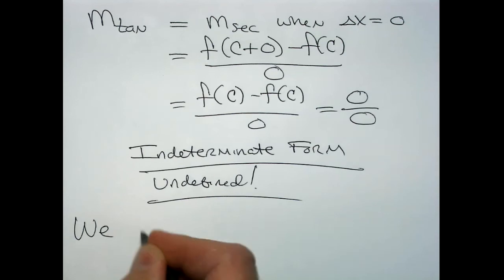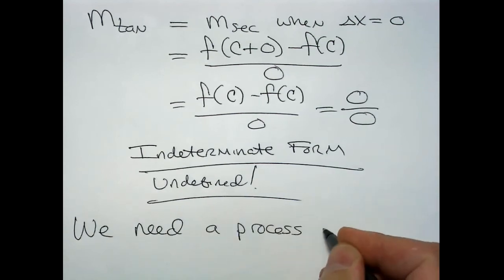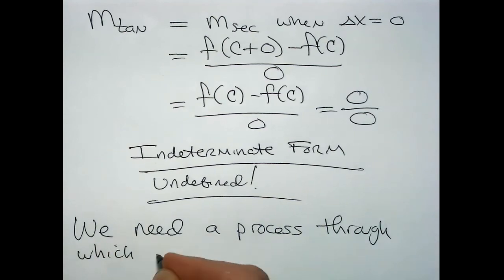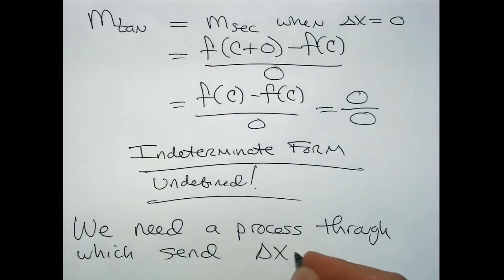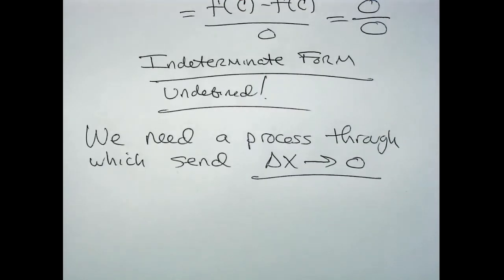So we need a process through which we send delta x to 0, but we don't actually touch 0. If we touch 0, the slope all of a sudden disappears right where you want the answer. So what do you really want? You want delta x to be infinitesimally small, but not 0. And how do we do that?